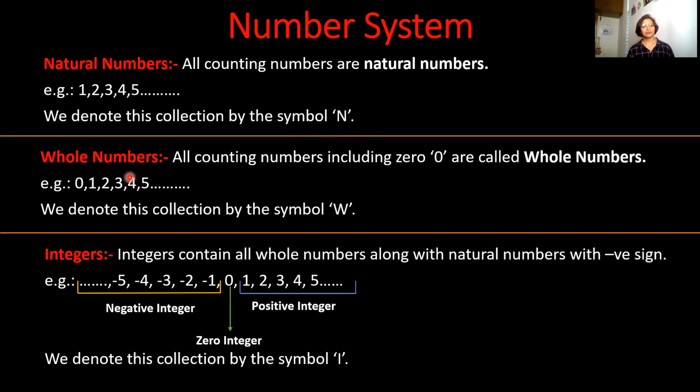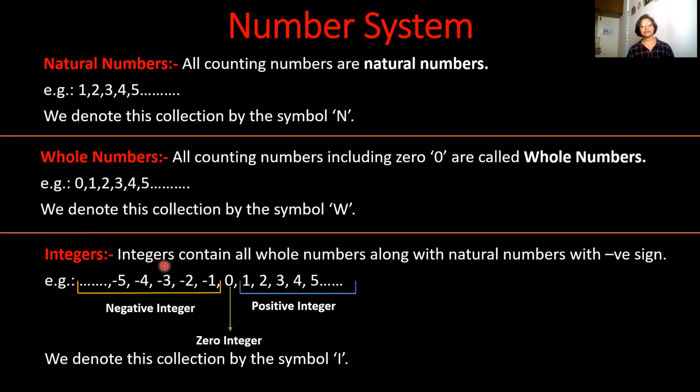Whole numbers. For whole numbers, all counting numbers, including 0, are called whole numbers. So all counting numbers are 1, 2, 3, 4, 5, 6, 7, 8, 9, 10, and so on, and including 0. So you start from 0: 0, 1, 2, 3, 4, 5, 6, and so on are called whole numbers. Whole numbers are the numbers which we use for counting and including 0. Here we denote this collection by the symbol W.